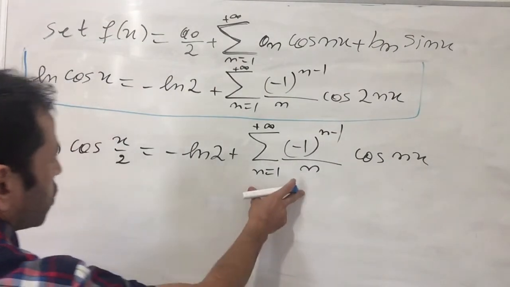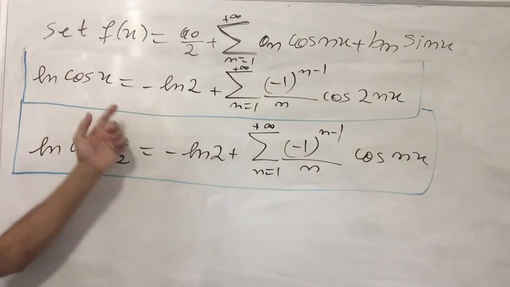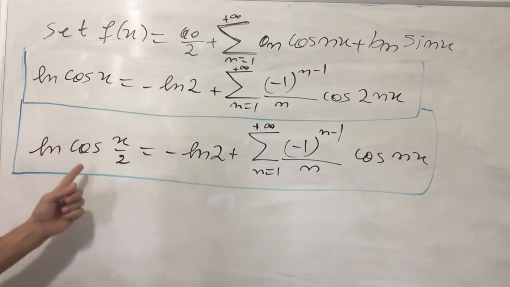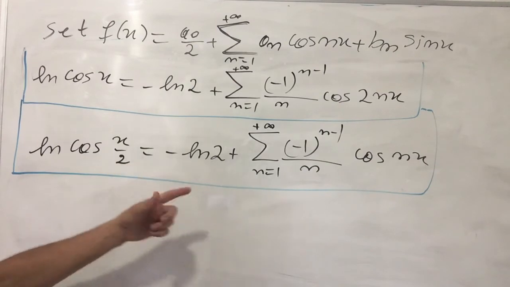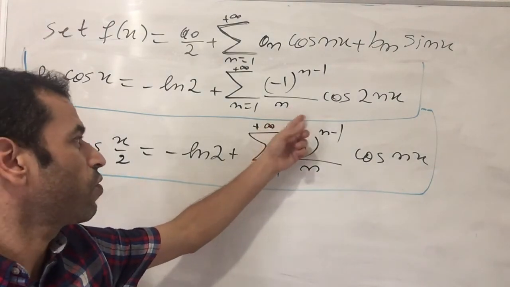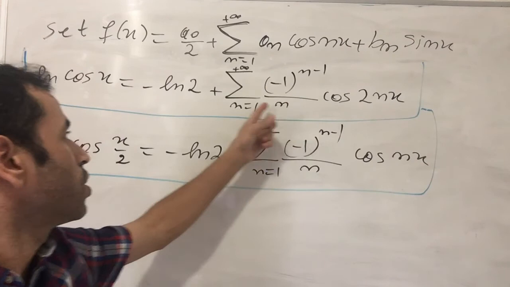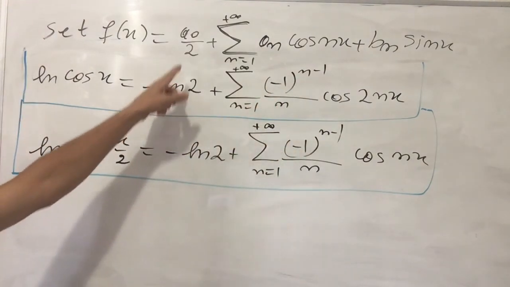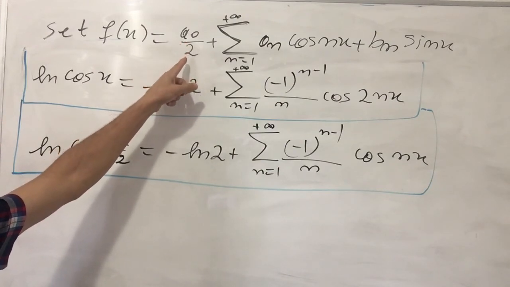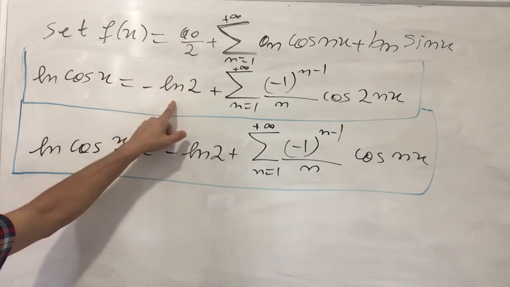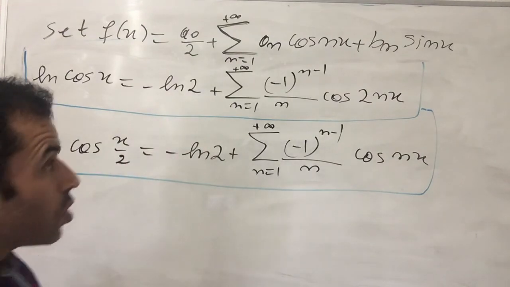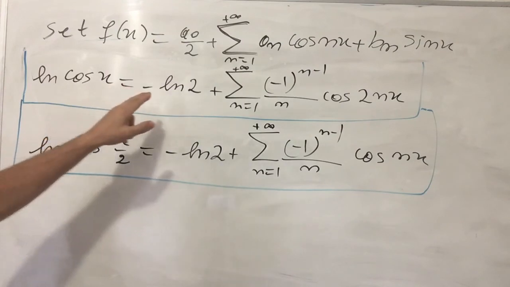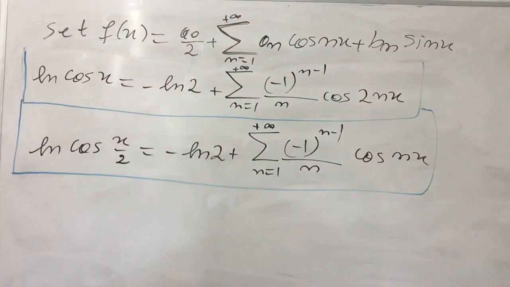If you take a look here, this is the Fourier series expression of this function, natural log of cosine x, and also natural log of cosine x over 2. These are the coefficients of the Fourier series: we have a sub n equal to minus 1 to the n minus 1 over n, and a sub 0 over 2 equal to minus natural log of 2. In the next video I will do the natural log of sine x as a Fourier expression. So now I am done with this problem.